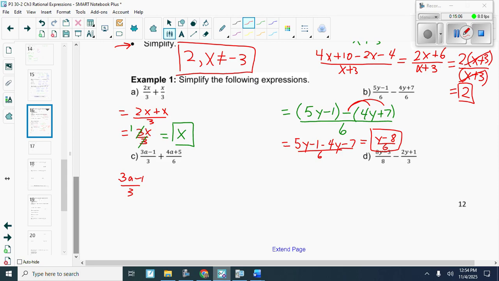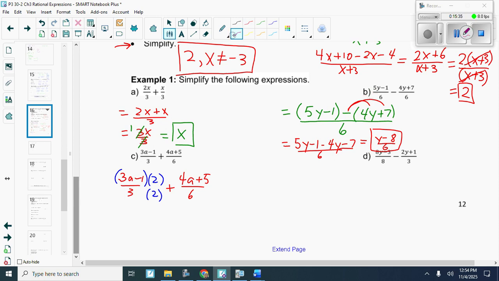And then I'm going to multiply top and bottom by 2. Don't forget your binomial that's on top, put it in brackets. And then we can continue on with our 4a plus 5 over 6. Do we have any NPVs? Nope, there's no variables on the bottom, so no restrictions on this one either.